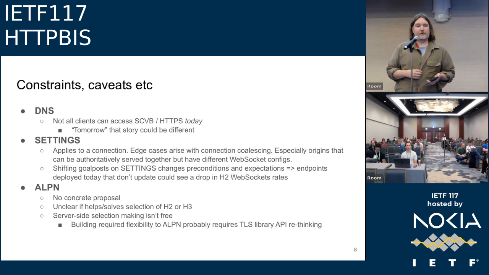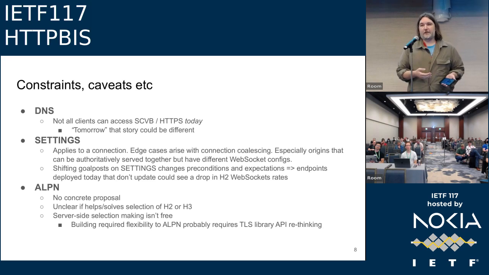So some of the constraints is that, you know, DNS, if you're going to put something in new record types or new options, not all clients can access that today. That's something maybe we're trying to gravitate towards. And within the timeline of what we're trying to achieve, maybe the problem will just go away. But it's not just that I can support accessing or querying these record types because of a library dependency.